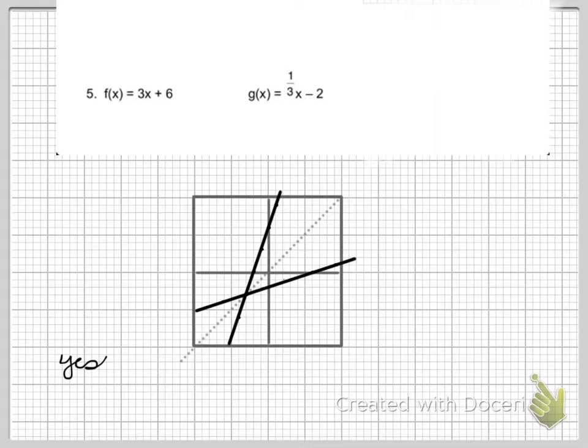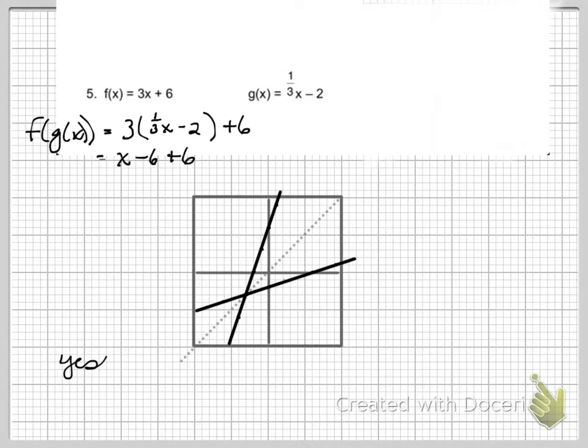We're going to do f of g of x. And so that's going to be 3. And what do we put in the parentheses? 1/3 x minus 2. And then we still have our plus 6. So 3 times 1/3 is x minus 6 plus 6. Does it look like they are going to check out? The first composition was good, wasn't it? Need it to be x. Let's look at the second one.